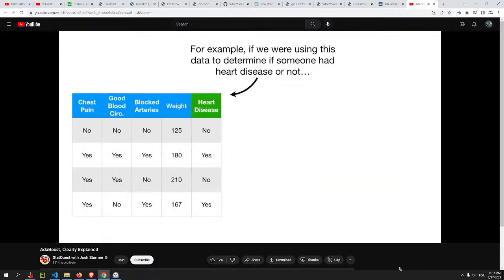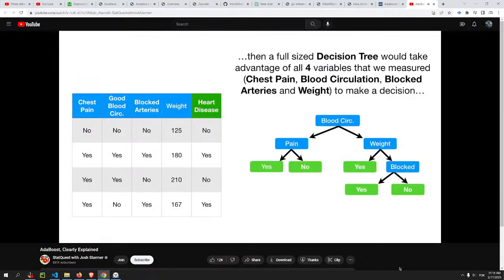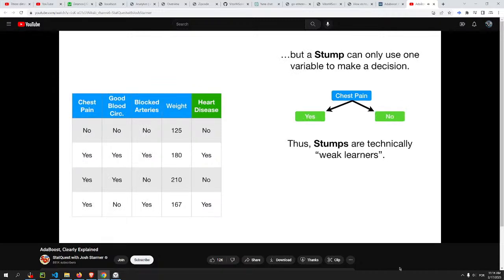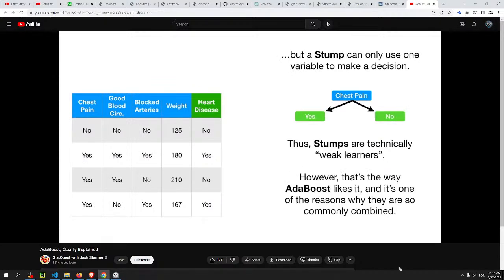For example, if we were using this data to determine if someone had heart disease or not, then a full-size decision tree would take advantage of all 4 variables that we measured: chest pain, blood circulation, blocked arteries, and weight, to make a decision. But a stump can only use 1 variable to make a decision. Thus, stumps are technically weak learners. However, that's the way AdaBoost likes it, and it's one of the reasons why they're so commonly combined.